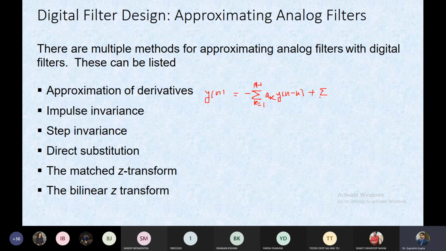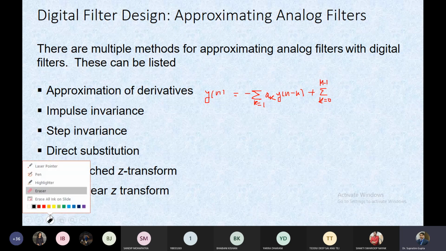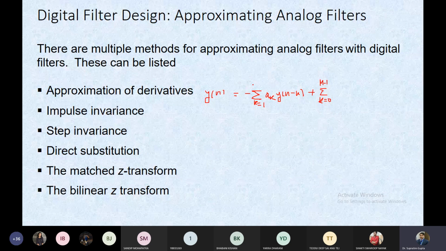Then we have this k equal to 0 to m minus 1. This m can be different also, so this may not necessarily be the same number of poles. So you can say this is up to n, and so b_k x[n minus k]. And so what we want to find is this a_k and b_k for a given frequency response.